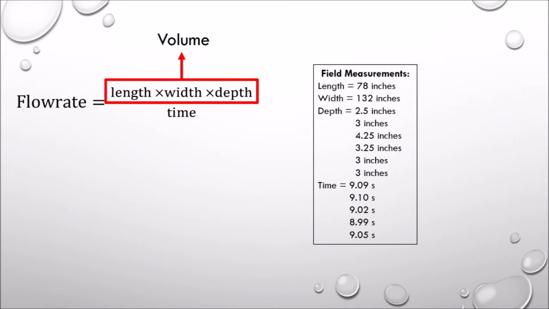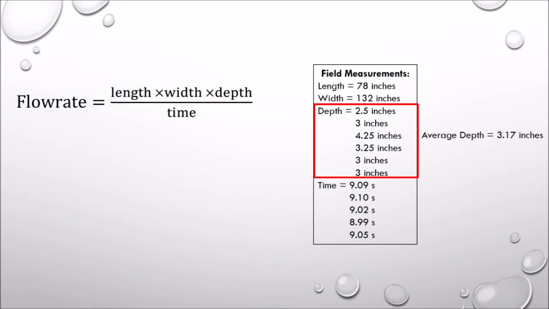The first thing we need to do is determine our average depth and our average time. The average depth was found by adding up all of the depth measurements and dividing by the number of measurements. The average depth was found to be 3.17 inches. Similarly, the average time was determined by adding up the time measurements and dividing by the number of measurements. The average time was found to be 9.05 seconds.